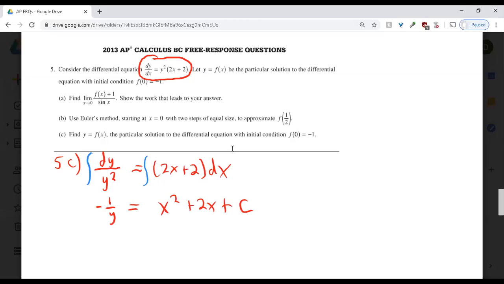So do we have an initial condition? We do. So f of 0 equals -1. So that means I'm going to plug in -1 for my y and solve for c. So y is -1 when x is 0. So when you solve this equation, you're going to get c equals, oh, wait, it's -1 divided by -1. So which is just 1. So C equals 1.